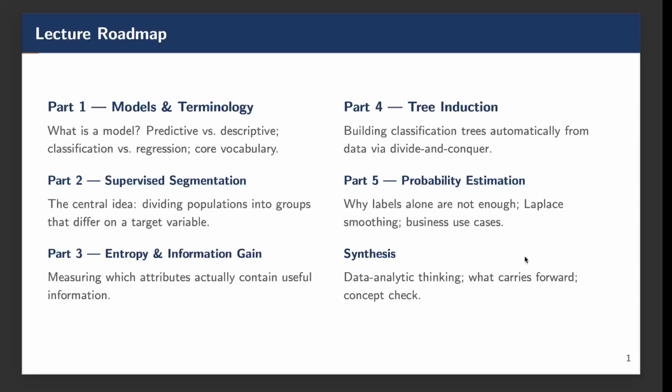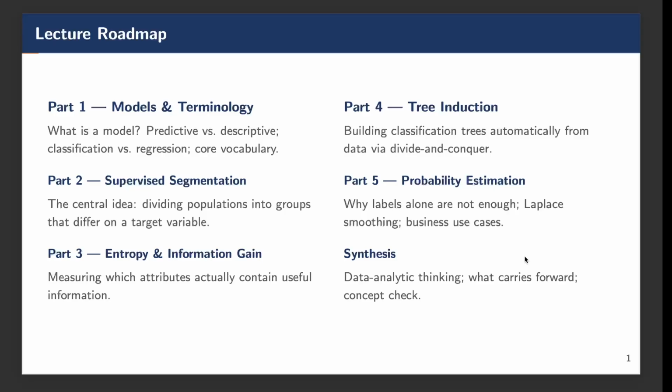Now let us first look at our roadmap for today. We'll start with part 1, which is to define what a model actually is, and then we want to establish our core vocabulary. And then in part 2, we will discuss supervised segmentation, which is the central idea of dividing the population into several groups based on a target variable. And then the third part will introduce entropy and information gain, and these are the mathematical tools to measure which attribute in the datasets contains the most useful information.